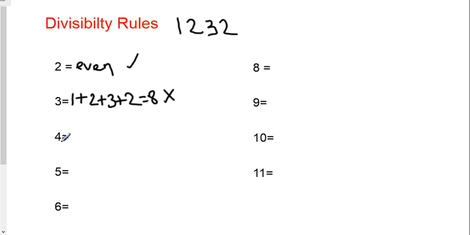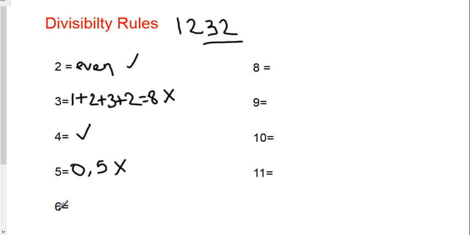To check to see if a number is divisible by 4, all you do is you look at the last two digits. So in this case, we're looking at 32. Is 32 divisible by 4? The answer is yes. So it is divisible by 4. You don't need my help to know if a number is divisible by 5. You remember, it always ends in 0 or 5. So in this case, it's not divisible by 5.